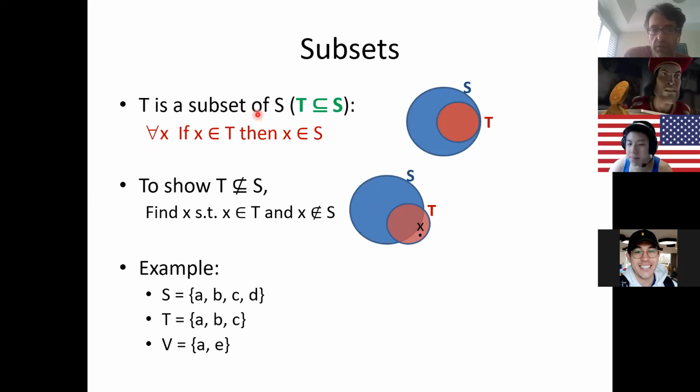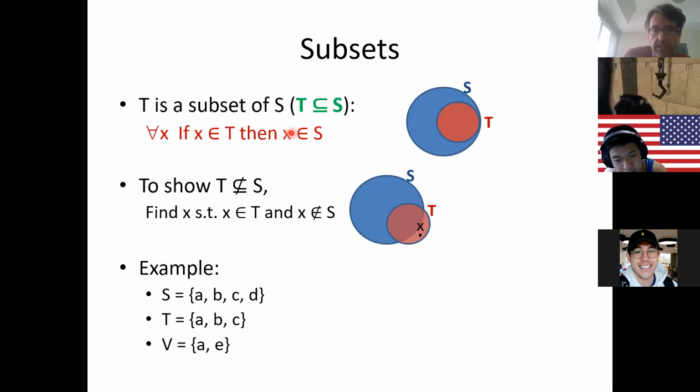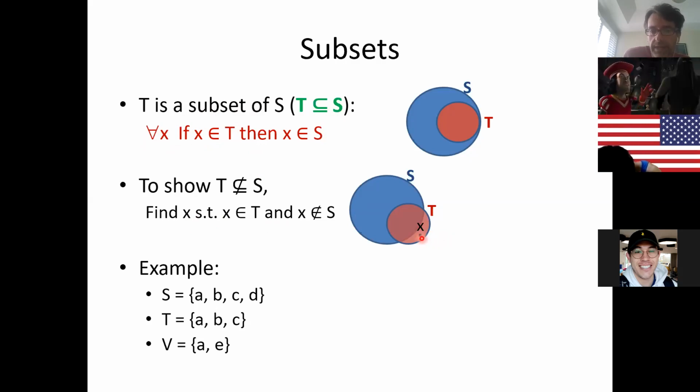And now what is the only case that an implication is not true? It's the case where the first part is true and the second isn't. So I have to show you that there exists an x such that it's in here, in T, but not in S, right? So here you have it. So to show that T is not a subset of S, I just have to show you a single x which is in T but outside of S. Let's look at an example.